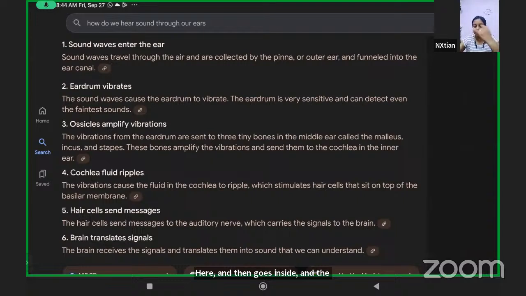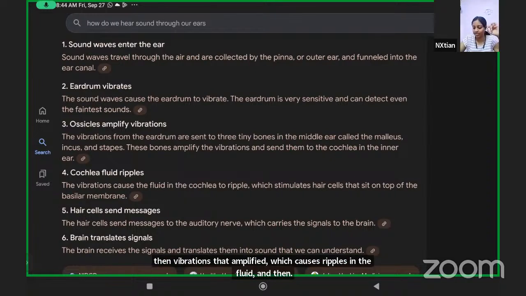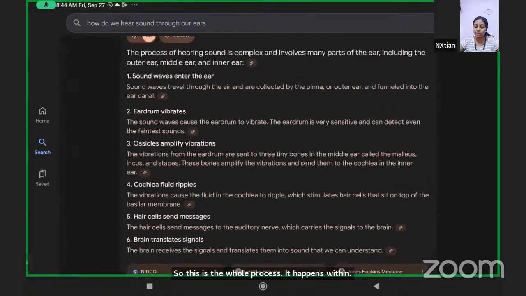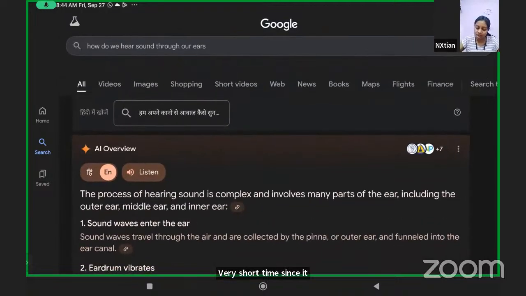Then the vibrations are amplified, which causes ripples in the fluid, and then the hair cells send a message to the auditory nerve. It signals the brain, and then the brain interprets the message and translates it. So this is the whole process. It happens within a very short time, within seconds.